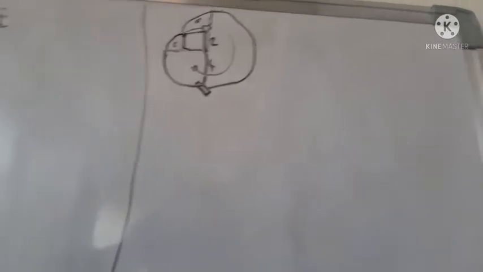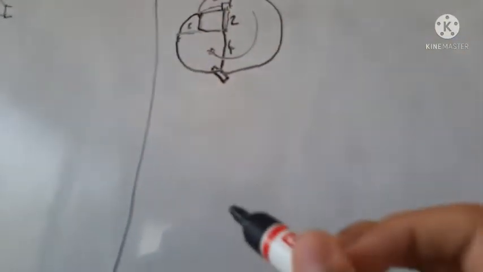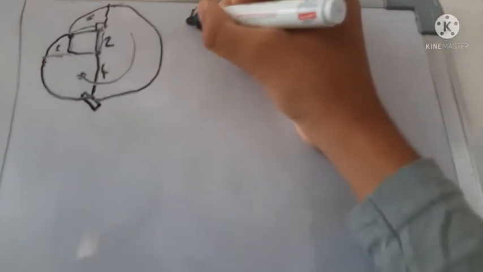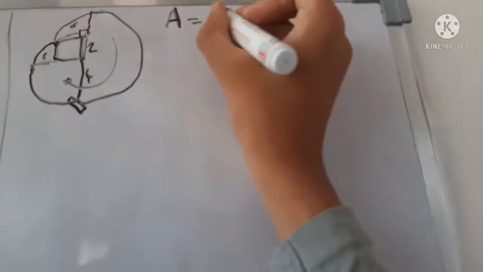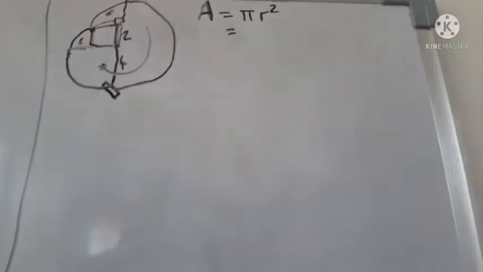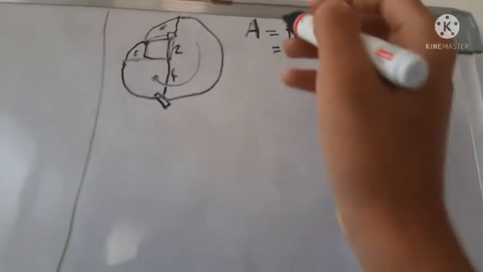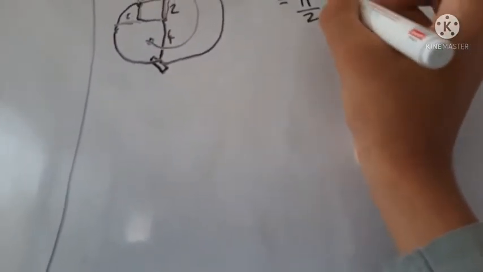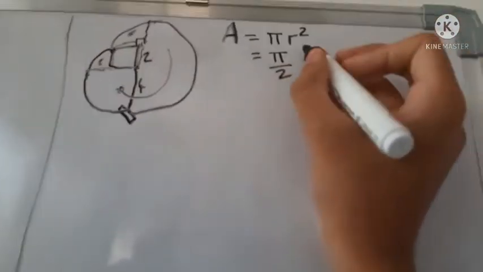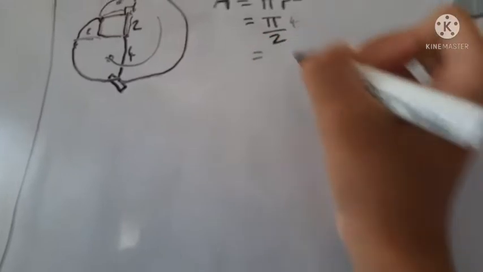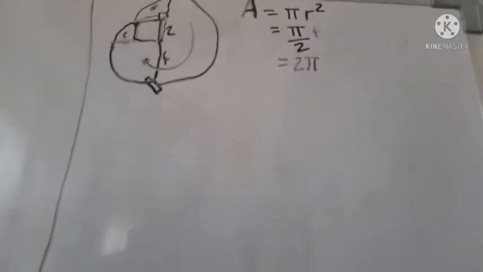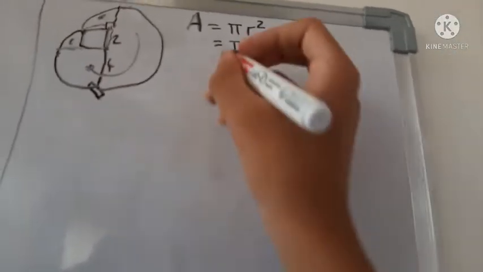So let's calculate the area. Now these two are equal, so we can just say that that's a half circle of radius 2. Let's write the formula for the area of a circle in general first. The area of a circle is pi times r squared. Now the area of half a circle would be pi over 2 r squared. Our r is 2, so r squared is 4. So we have 2 pi square inches.